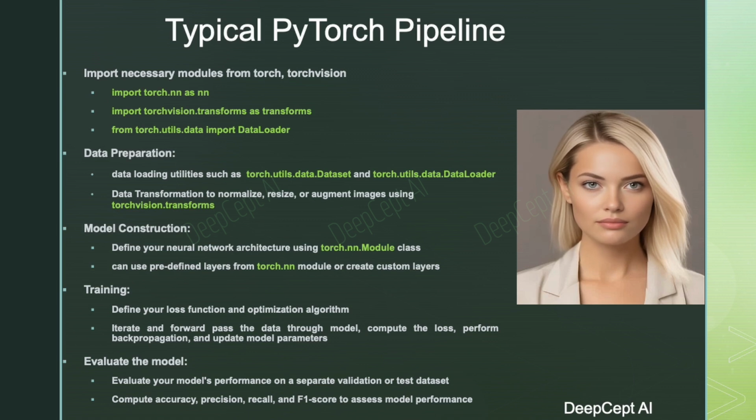Next, training the model involves defining the loss function and optimization algorithm, iterating over the dataset to compute gradients, and updating model parameters through backpropagation. Following training, the model's performance is evaluated on a separate validation or test dataset to assess its accuracy and generalization capabilities. Metrics such as accuracy, precision, recall, and F1 score are computed to gauge the model's performance. Finally, once trained and evaluated, the model is deployed for inference on new data.